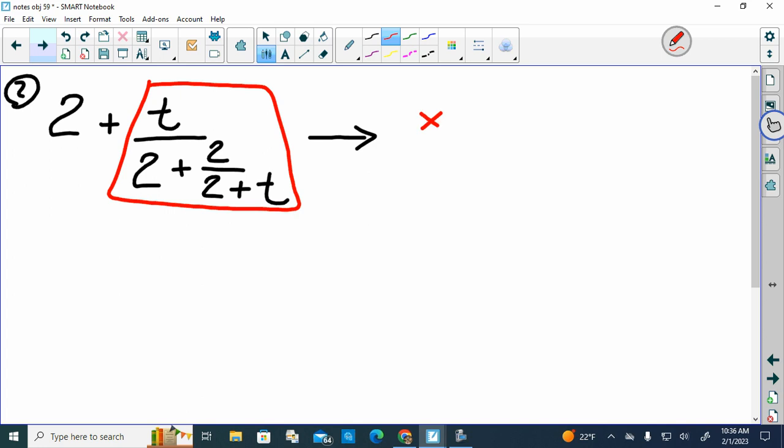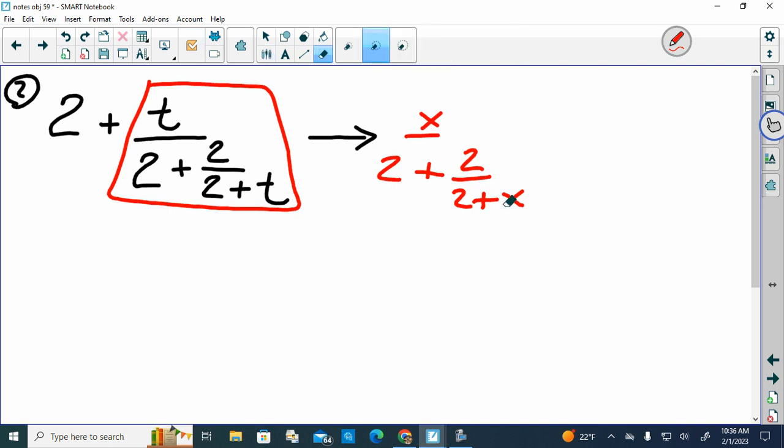So I have x over 2 plus 2 over 2 plus x. I would rewrite this just because we're used to cross-canceling things. I don't need to take out a -1 to rewrite it because they're both positive. I'm going to flip this and make it x plus 2. Okay, my numerator is already simplified, right? So that one's fine. I'll just remember that my numerator is just x.